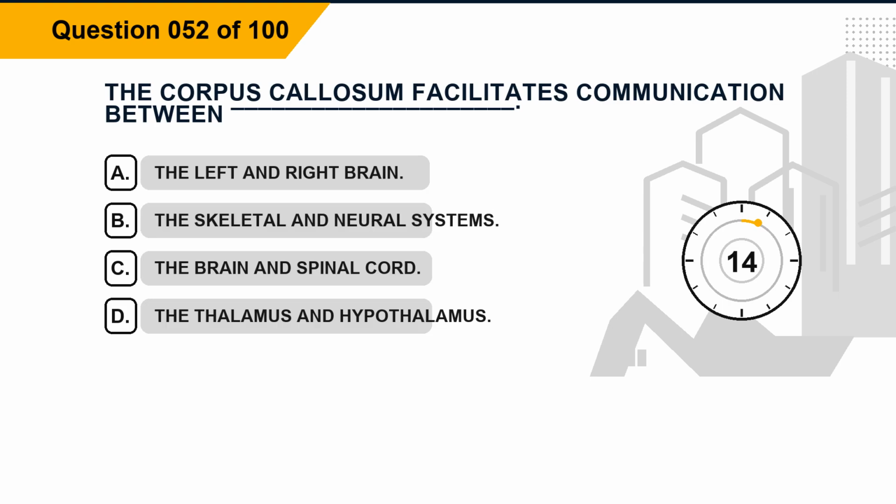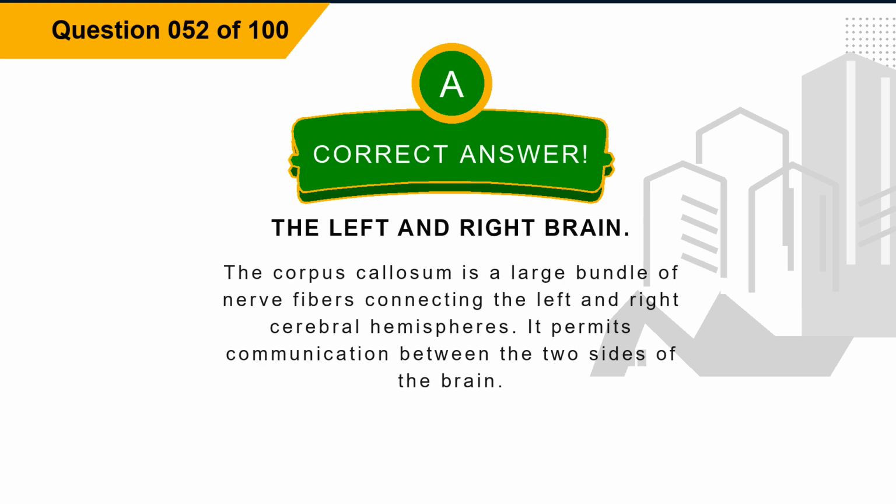Question 52. The corpus callosum facilitates communication between blank. Option A, the left and right brain. Option B, the skeletal and neural systems. Option C, the brain and spinal cord. Option D, the thalamus and hypothalamus. The correct answer is option A, the left and right brain. Explanation. The corpus callosum is a large bundle of nerve fibers connecting the left and right cerebral hemispheres. It permits communication between the two sides of the brain.